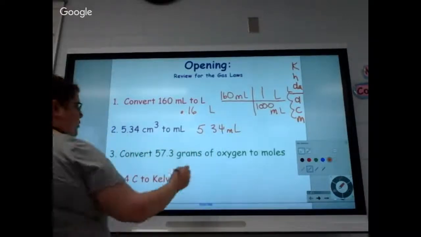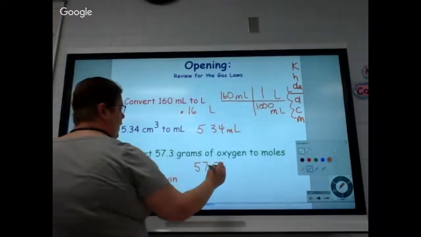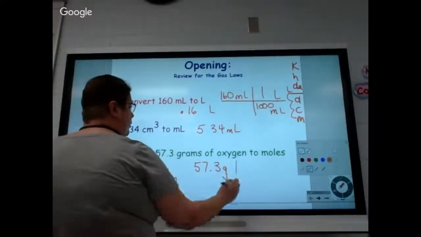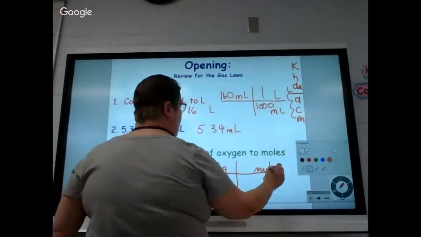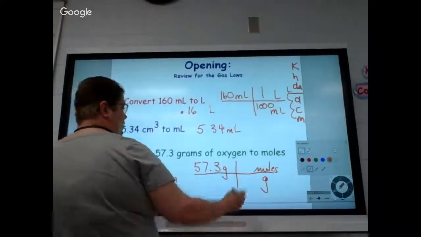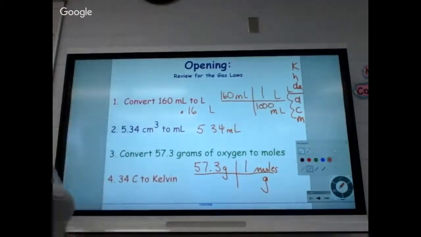Now, 57.3 grams, we're going to moles. Grams to moles. What do we know about a mole or a gram? Has a 1. We don't have a balanced equation there, so we don't need a coefficient. We're just going grams to moles. What's the mass of oxygen? 16. Right? No? Maybe not? Okay.